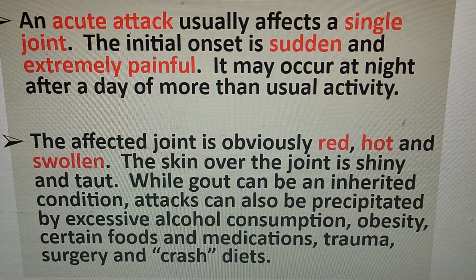Okay, so here it says an acute attack usually affects a single joint. The initial onset is sudden and extremely painful. So here you go, guys. It may occur at night after a day of more than usual activity. Okay, so the affected joint is obviously red, hot, and swollen. Okay, so read on the information here, and I'm just going to continue on.